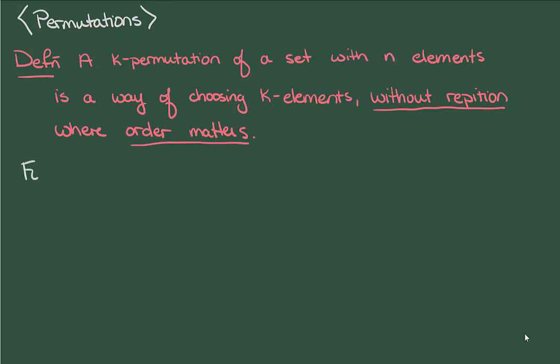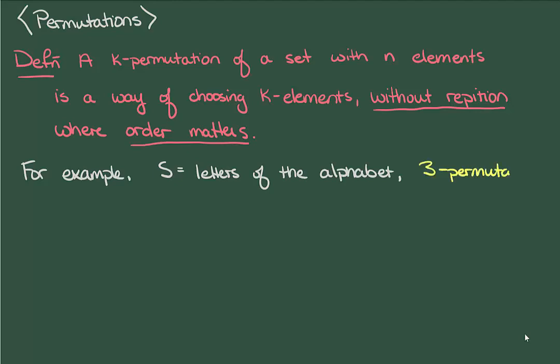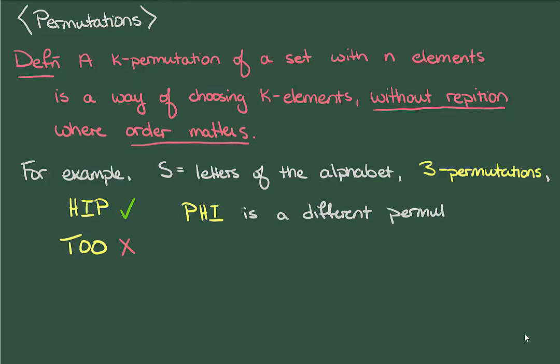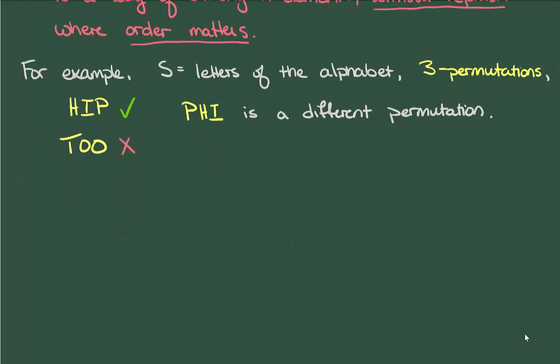To illustrate this idea, let's say that S consists of the 26 letters of the alphabet, and we want to look at the 3 permutations. So, for example, HIP would be a valid permutation, but TOO would not because it has repeated letters. Now PHI, which uses the same letters as HIP, counts as a different permutation because the order of the letters is different. So how do we count these things?